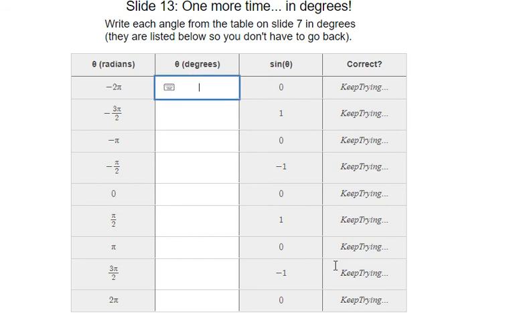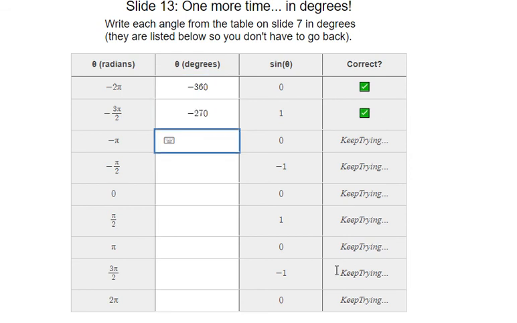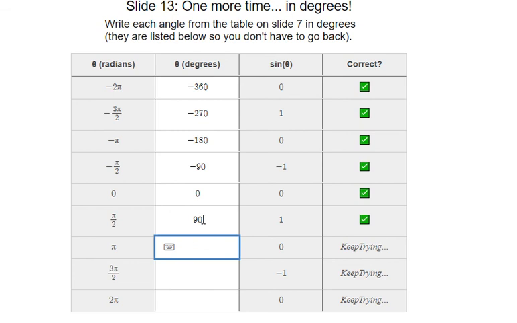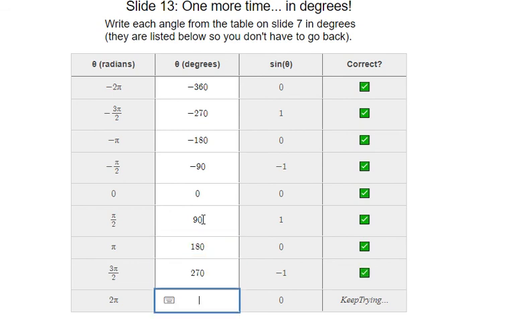So now we're going to just look at this in degrees and see if it changes much. Negative 2 pi is the same as negative 360 degrees. Negative 3 pi over 2 is negative 270 degrees. Negative pi is negative 180 degrees. Negative pi over 2 is negative 90 degrees. Zero radians is 0 degrees. Pi over 2 is 90 degrees. Pi is 180 degrees. 3 pi over 2 is 270 degrees, and 2 pi is 360 degrees.